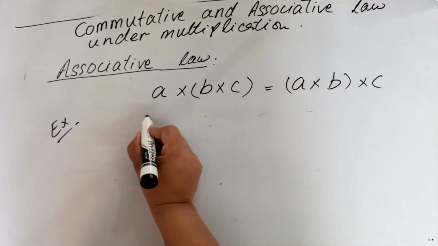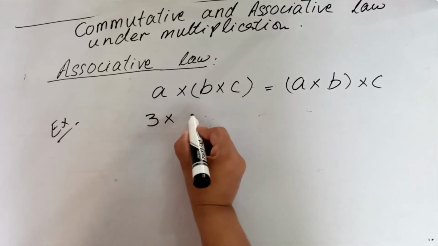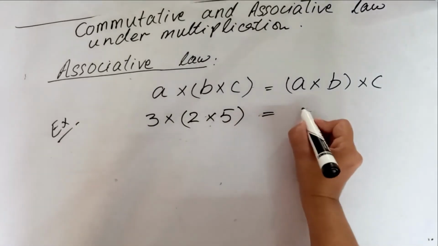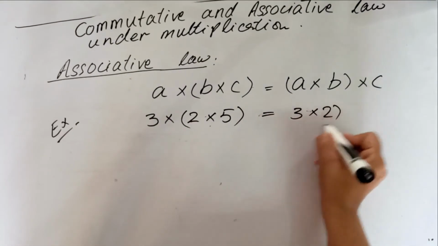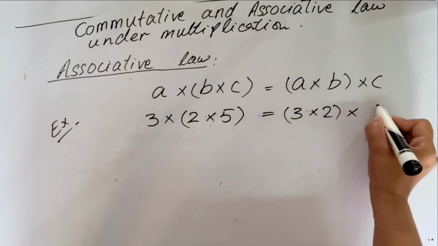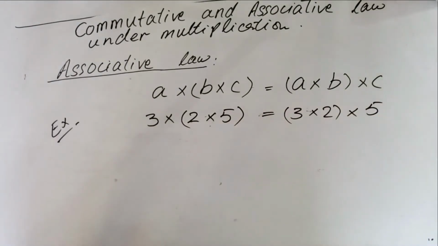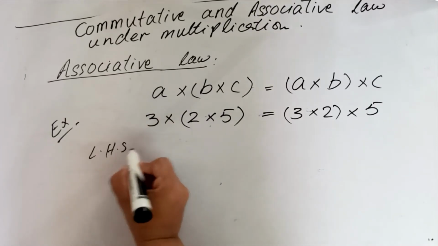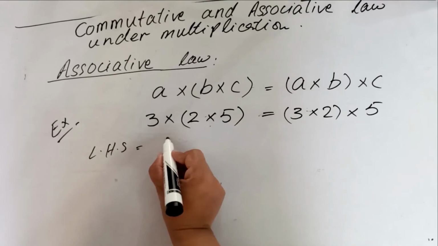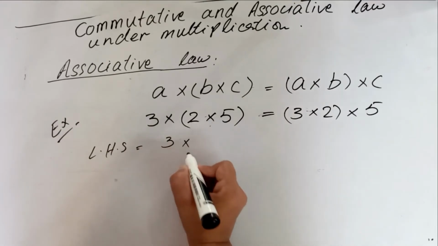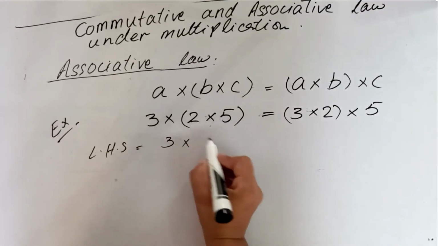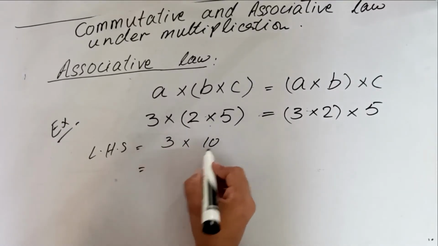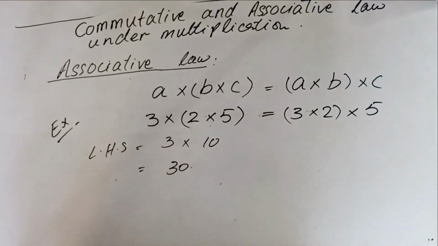I am taking this example. 3 multiplied by (2 multiplied by 5) is equal to (3 multiplied by 2) multiplied by 5. So first I have to solve this left hand side. Take the left hand side. Left hand side is 3 multiplied by (2 multiplied by 5). 2 5s are 10. Then 3 10s are 30.